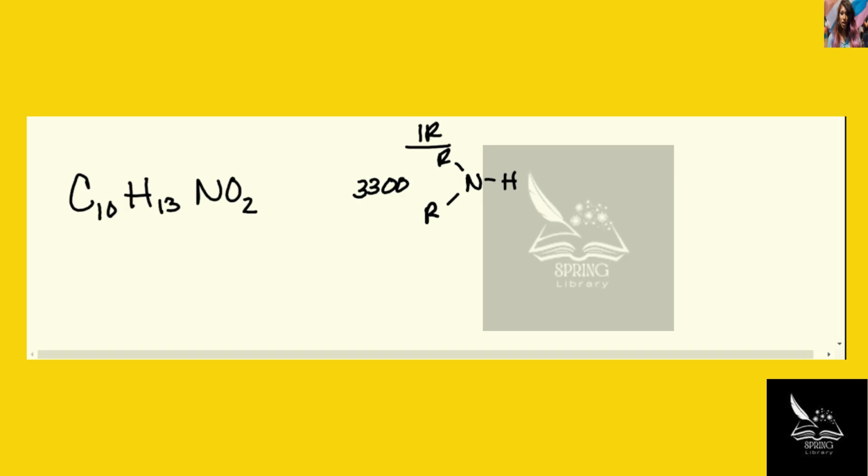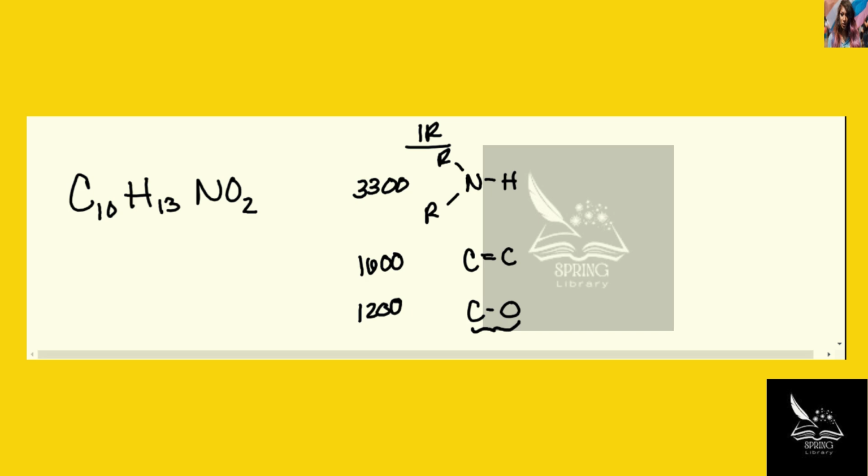And around 1600, we have a strong absorption. Those are for carbon-carbon double bonds. Around 1200, we see an absorption. That's a carbon-oxygen single bond. So we expect an ether or an ester or an alcohol, but because we don't see an alcohol peak, we can rule that out.